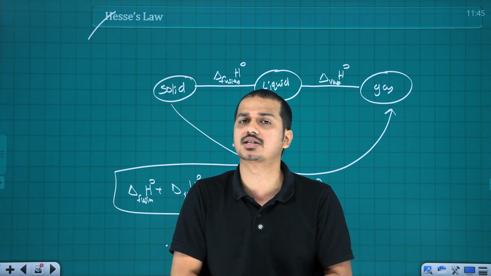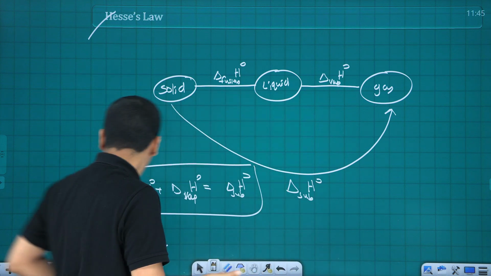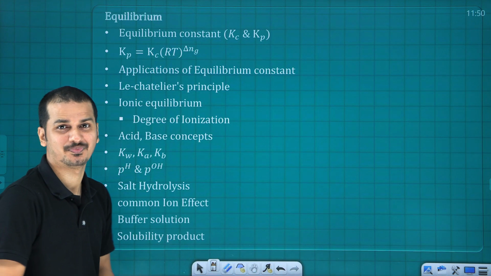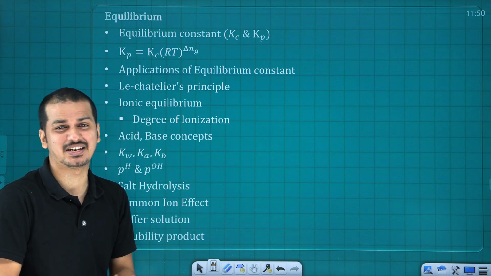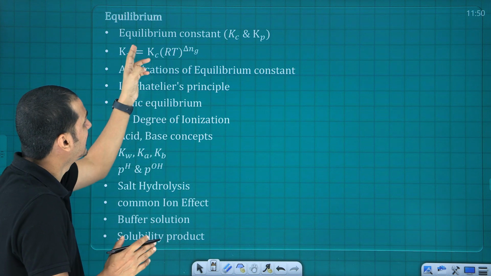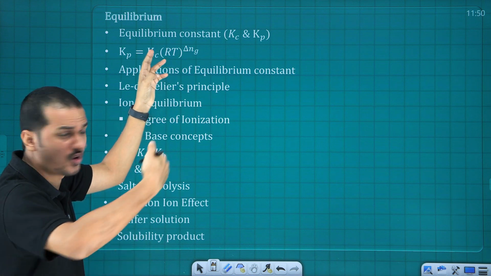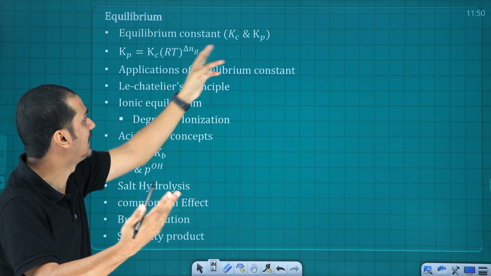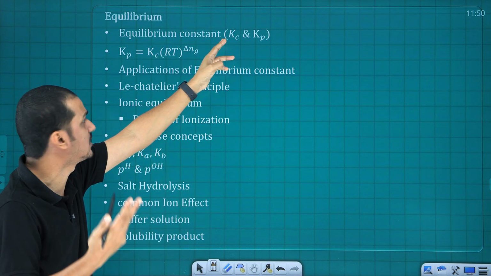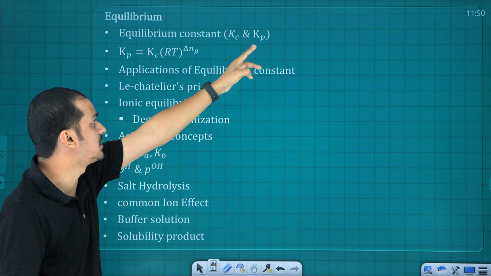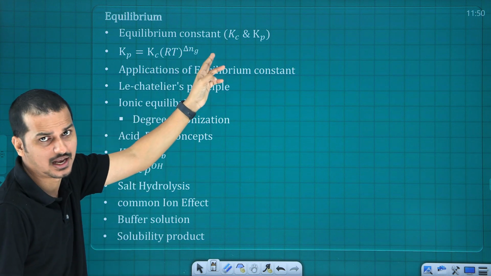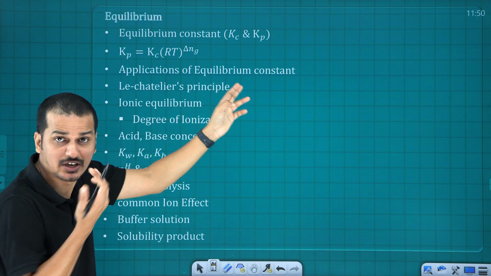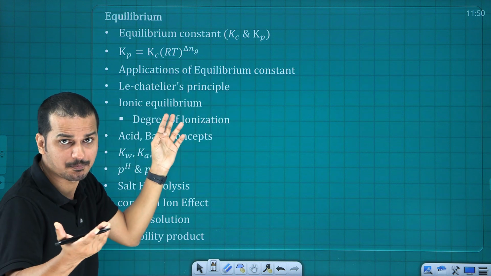So now let's look at the next chapter, that is equilibrium. Equilibrium is also a very important topic for the JEE examination. Mainly you have to focus on equilibrium constants like Kc, the equilibrium constant in terms of concentration, and Kp, the equilibrium constant in terms of pressure. Then the Kp Kc relation, Kp equal to Kc into RT raised to delta Ng. Then applications of equilibrium constant, Le Chatelier principle.